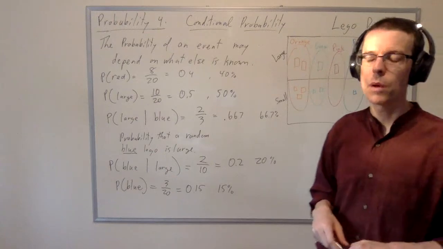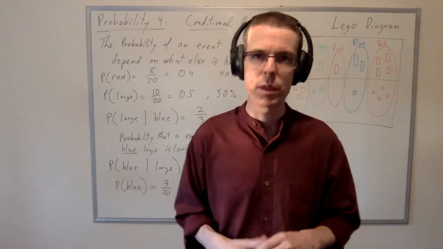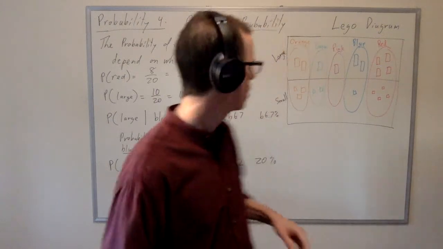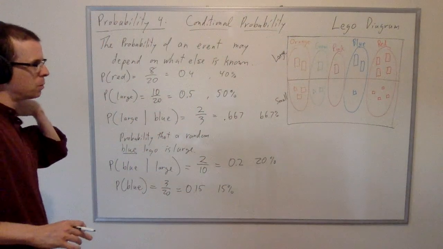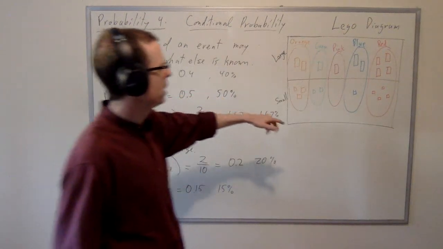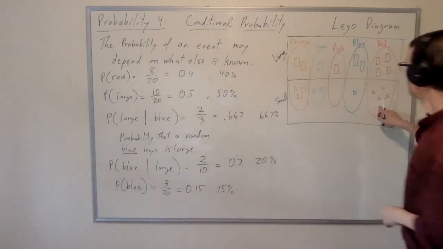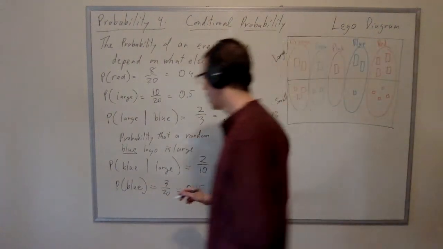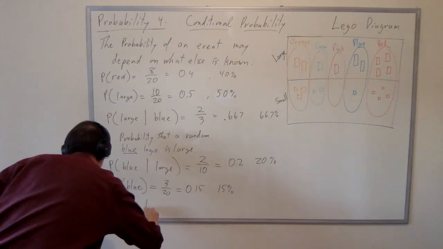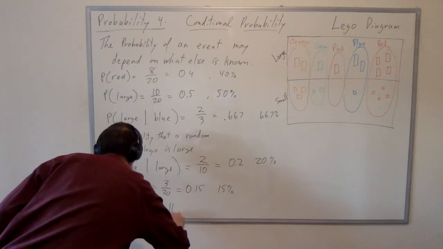Let's do one more, and then we're going to need a more sophisticated formula for this other than our basic counting formula. So let's do one more example of this before we move on to a more sophisticated formula. I want to assess the probability that a Lego is red, given that it is small. So this will be the probability of red under the assumption that the Lego is small.